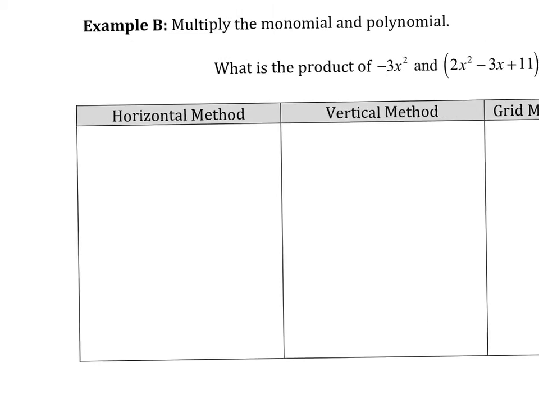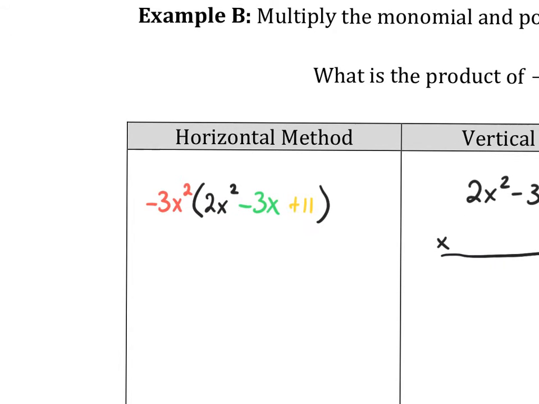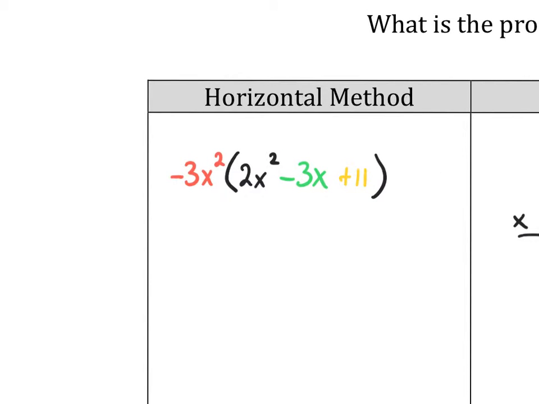All right, the first way, the horizontal method. So here's the horizontal method set up. And what we're going to do is exactly what we did before, the distributive property. So this negative 3x squared is going to get sent into each term, and we multiply them. So I'm going to write this middle step, this intermediate step, but for the most part, this one is optional. We're just showing you what's happening, but you don't actually have to show that work yourself.